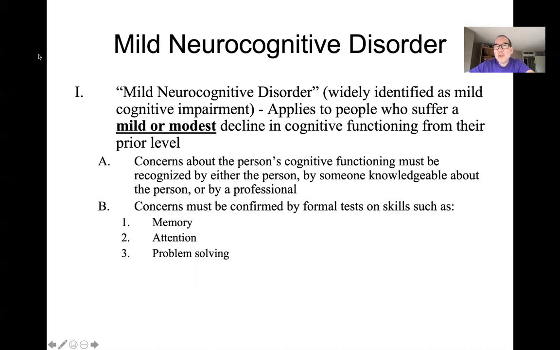Now, besides a major neurocognitive disorder, someone in the initial stages of dementia can be described as suffering from mild neurocognitive disorder, which is generally identified as mild cognitive impairment. The symptoms are mild or moderate. There are concerns about the person's cognitive functioning, and these problems need to be identified either by the patient or someone knowledgeable, typically family members, coworkers, and so on. You have the same kind of problems as with major neurocognitive disorder, however they tend to be mild or modest.